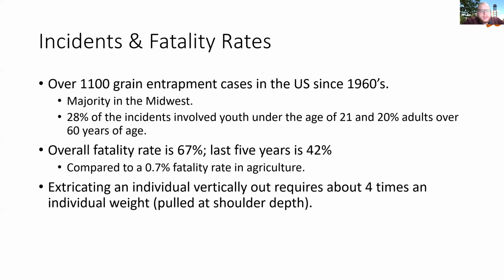The overall fatality rate is 67%. So 67% of these 1,100 cases were fatal. One piece of good news, I guess: in the last 5 years, the fatality rate was 42%. So in a sense, the efforts we're making to educate farmers on the dangers seem to be working a bit, but 42% is still really high. The overall fatality rate in agriculture in terms of incidents, so the number of fatal incidents divided by the number of injuries, is about 0.7%. And one thing we see in the literature and multiple reports is that extricating an individual vertically requires about 4 times the individual's weight.